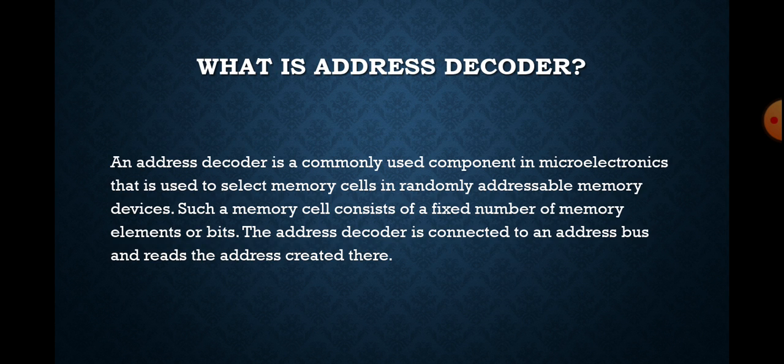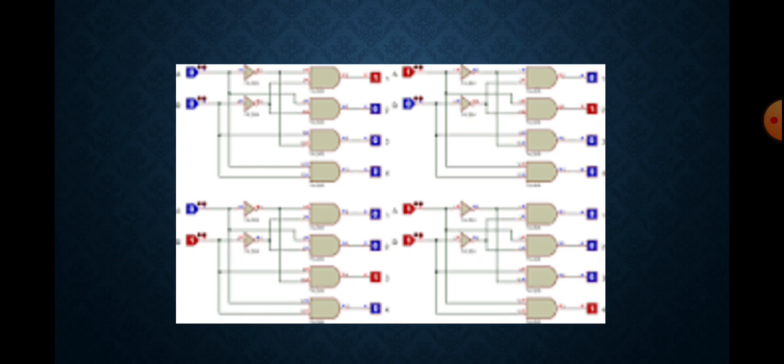First of all, we'll learn what an address decoder is. An address decoder is a commonly used component in microelectronics that is used to select memory cells in randomly addressable memory devices. Such a memory cell consists of a fixed number of memory elements or bits. The address decoder is connected to an address bus and reads the address created there. Okay, and we'll learn about the address decoder block diagram.